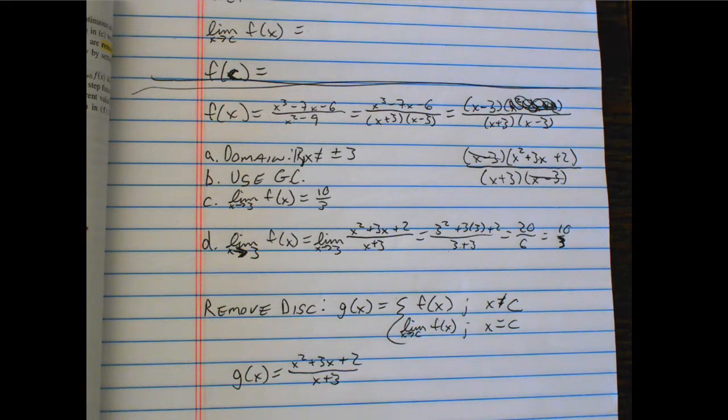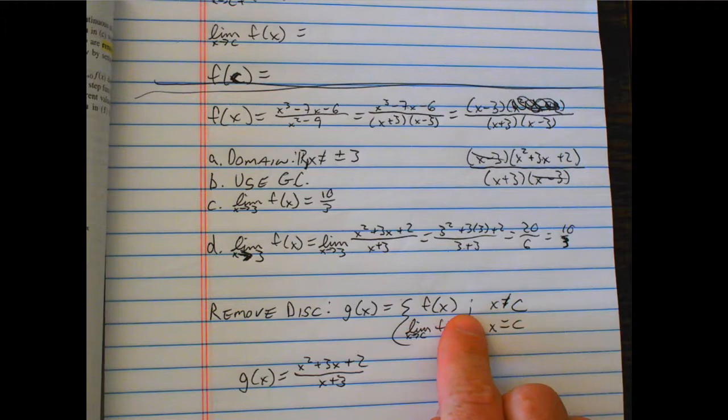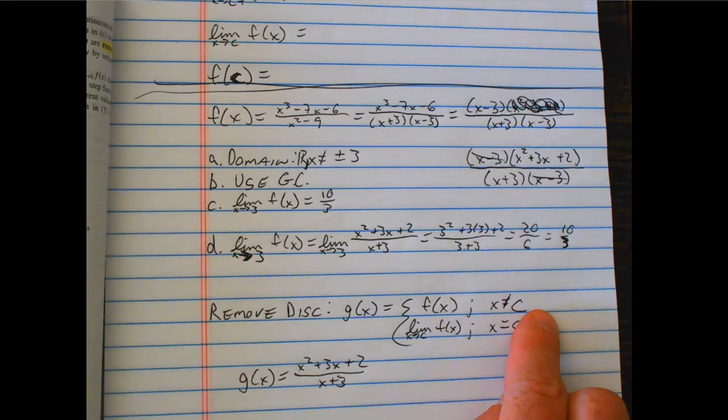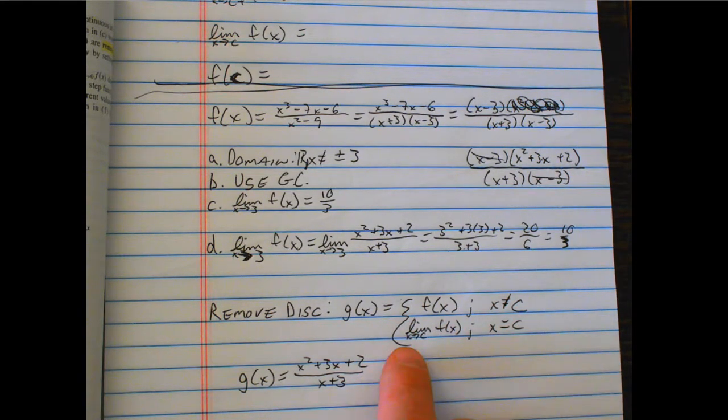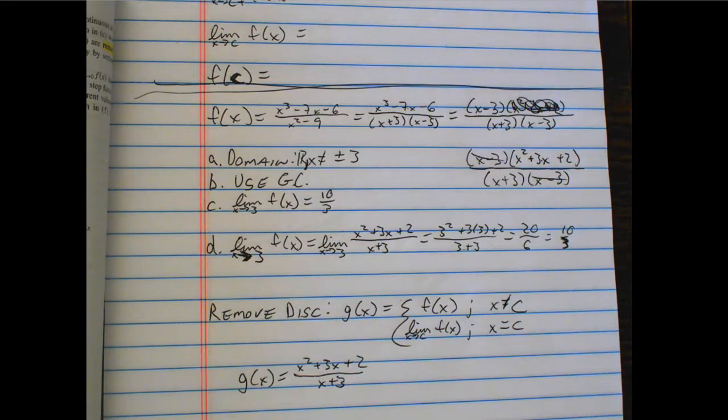You cannot do this with infinite discontinuities or oscillating or jump discontinuities. But as long as you have a removable discontinuity, just extend the function into a piecewise function, say equals the original function, where x is not equal to the discontinuity location, and the limit as x approaches that location of f of x, where x is equal to the discontinuity.